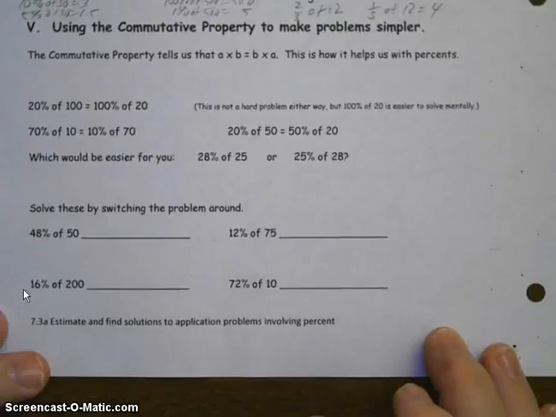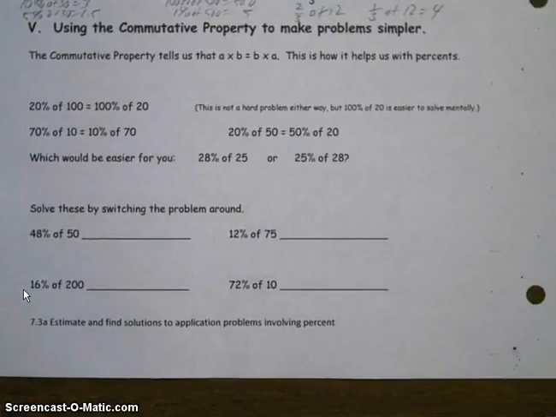Okay, the next part is one of those little tricks in math that's very useful, especially when we're doing percents. It sometimes makes the problem a lot easier to do. It's the commutative property. Commutative property means it doesn't matter what order they're in when you multiply. A times B equals B times A. You can move them around and still have the same answer. That also works with percents. So 20% of 100 is the same as 100% of 20. They both equal 20. Just 100% of 20 is easier to do.